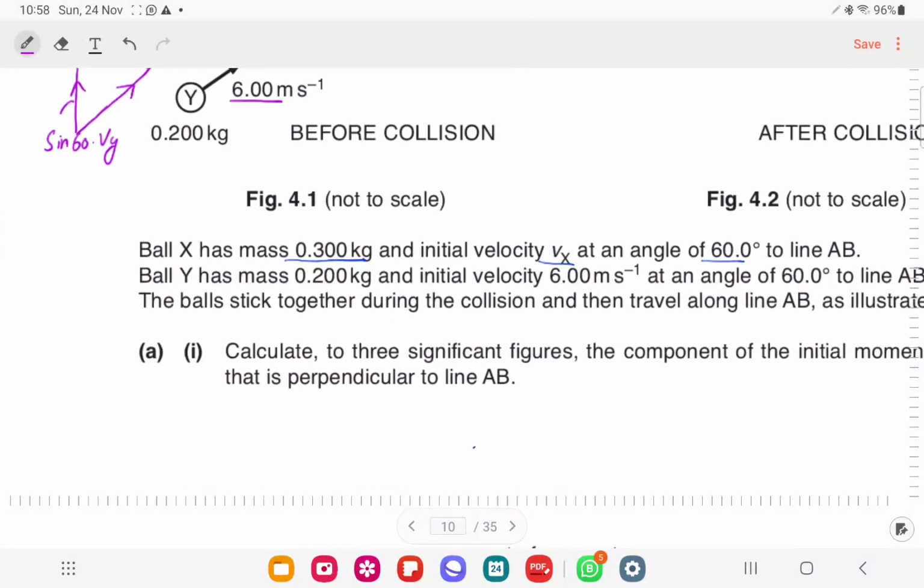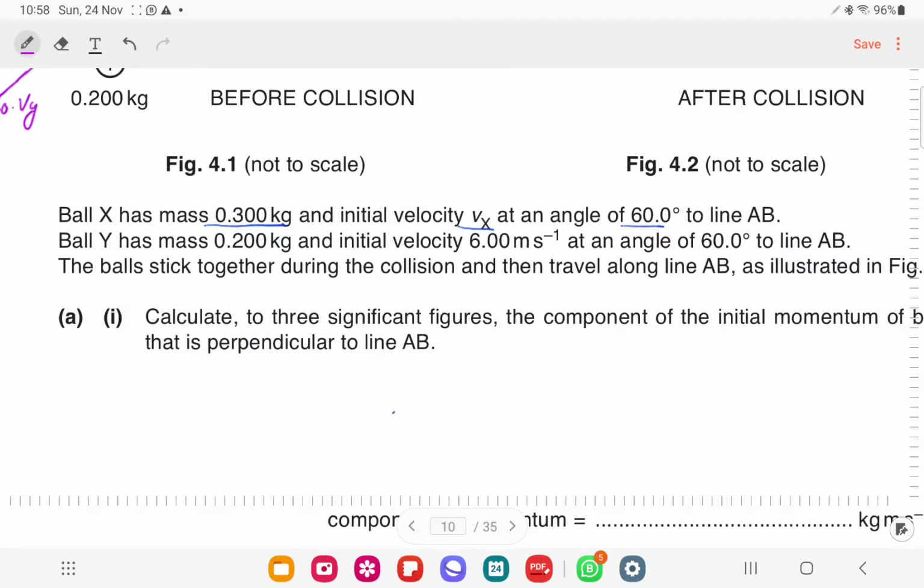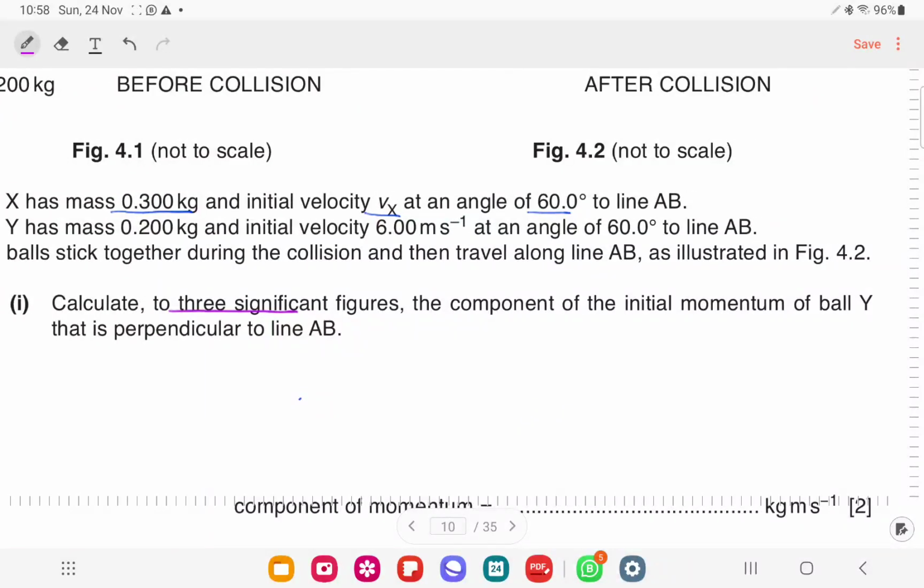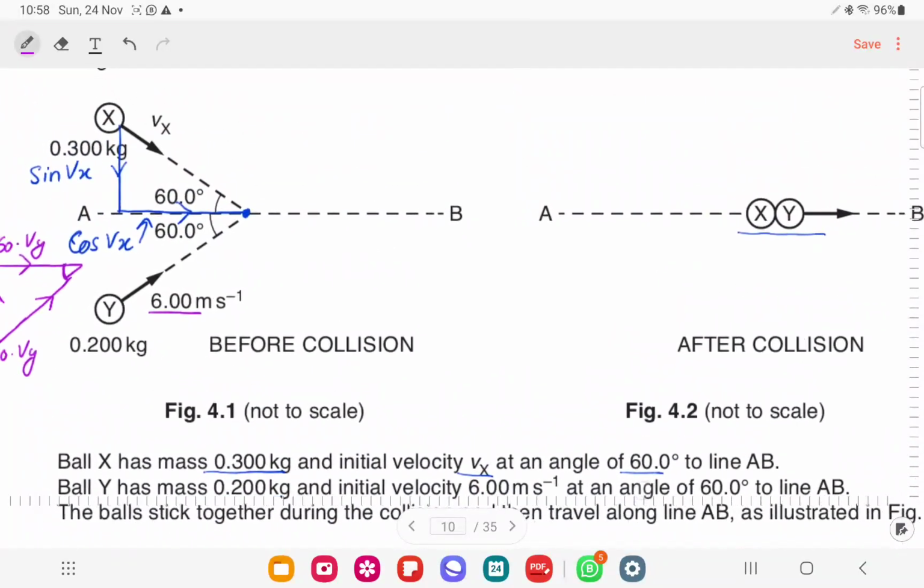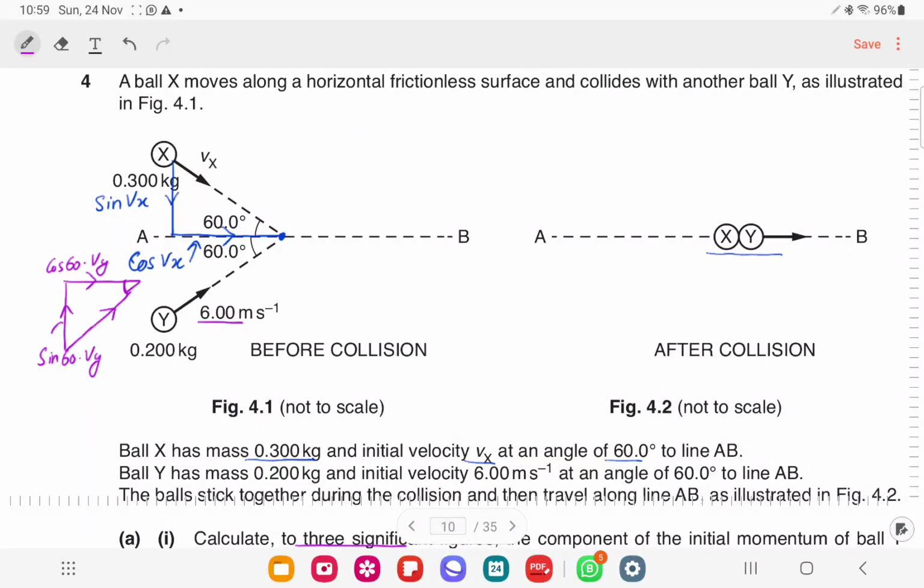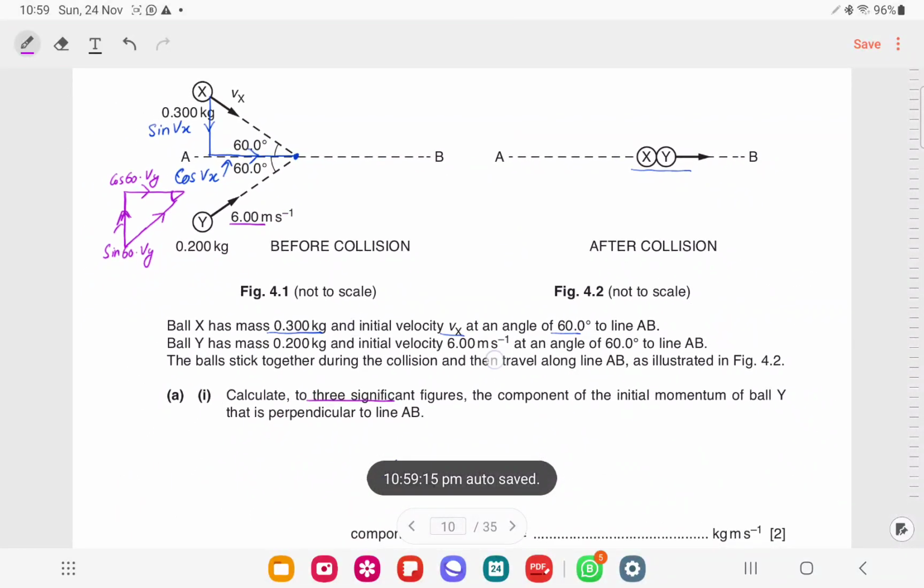Now look at the question. Calculate to three significant figures the component of the initial momentum of ball Y that is perpendicular to line AB. Now only the initial momentum of ball Y perpendicular to the line, this is perpendicular to the line, right? So it means he is talking about this particular side. It's talking about this side.